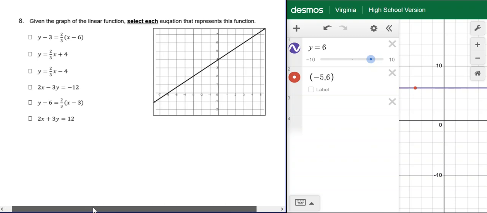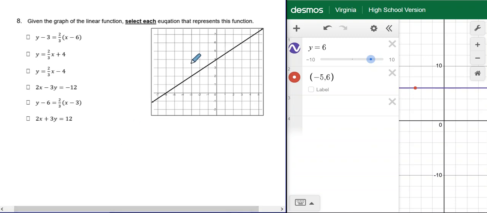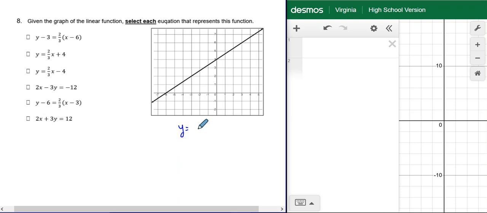All right, number 8. Given the graph of the linear function, select each equation that represents this function. All right, so I have to multiple select. There are many I can go through, and instead of me just graphing each one and checking, which I know you know how to do, let me just show you what my starting point to find the equation of a line will always be.